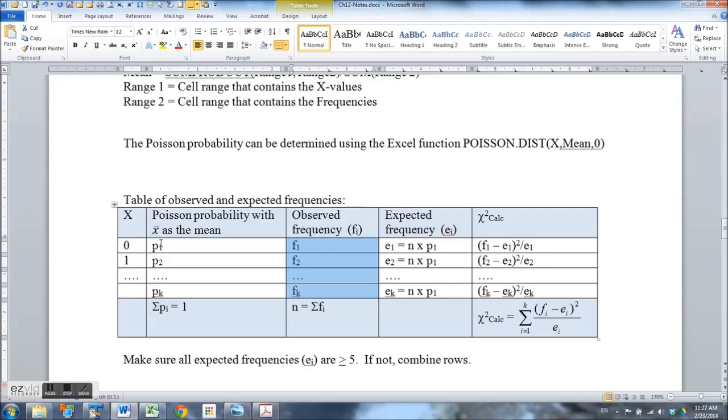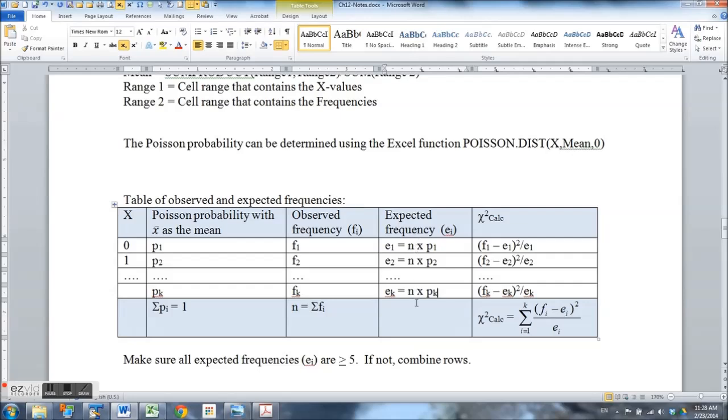Now you have to make sure that the probabilities sum to 1. In some instances we may have to adjust the last probability to make sure that the probabilities sum to 1. Then the expected frequencies are the sample size times the individual probabilities. So n times p sub 1, n times p sub 2, and n times p sub k. Then the chi-squared computations are like before: observed frequency minus expected frequency, squared, divided by the expected frequency. And add them up, and you get your chi-squared statistic.